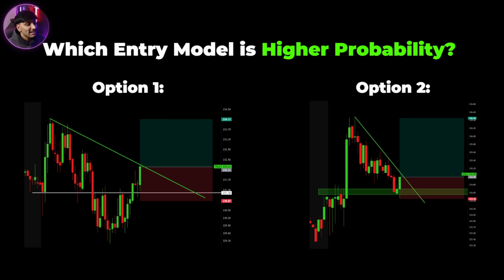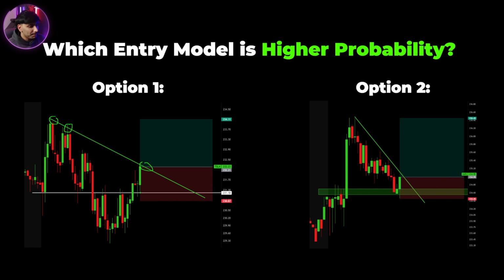Now, before I explain the 3 steps that give me the highest probability entry model, I want to ask you, before you watch this video, out of these 2 options, which one do you believe is the highest probability entry model? In the first example here, we can see we have 3 touches of this trend line.